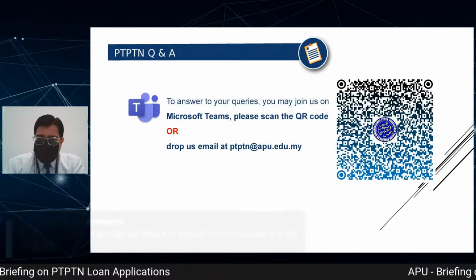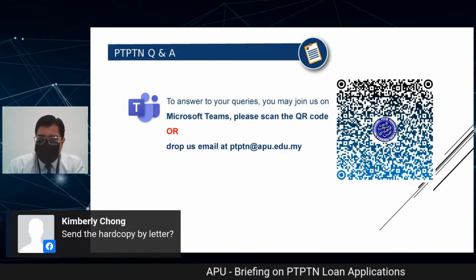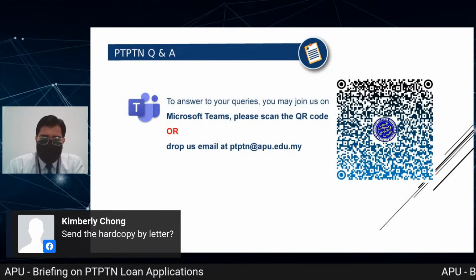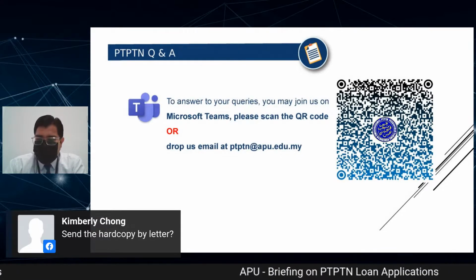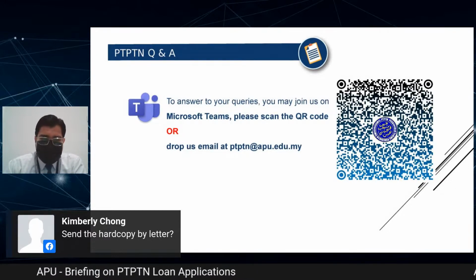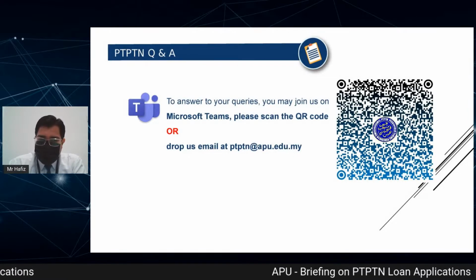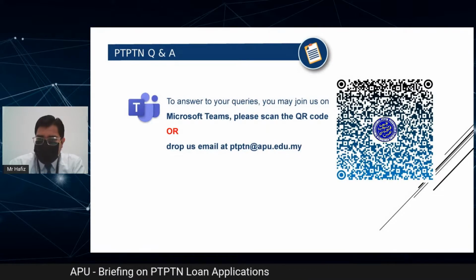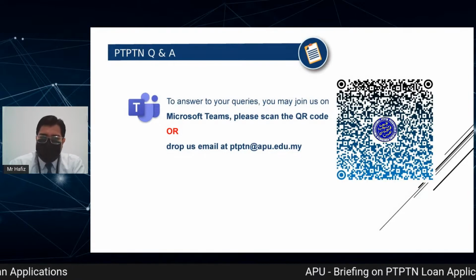Another one from Kimberly Chong. Do I need to send the hard copy by letter? Yes, hard copy means that you need to print the documents and submit by hand. You cannot submit a soft copy by email. It's not accepted. It must be printed in hard copy, and you will need to submit it either to APU or to the nearest PTPTN office. We will announce in the student portal what documents you need to attach with the loan agreement before you submit to APU or the PTPTN office.